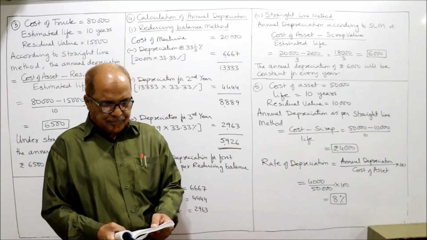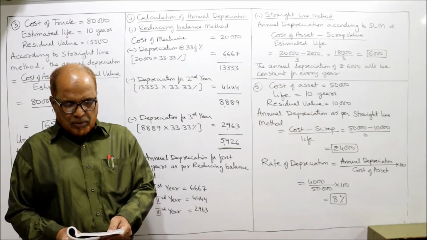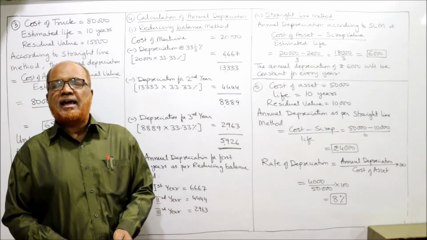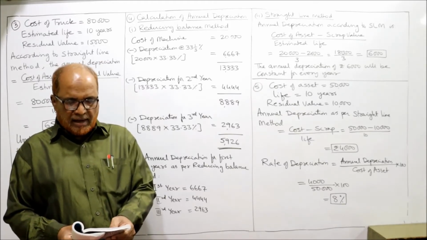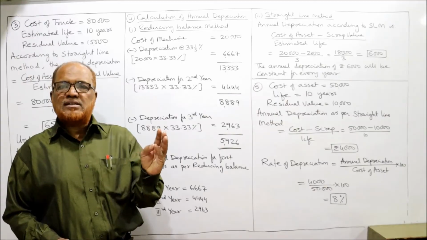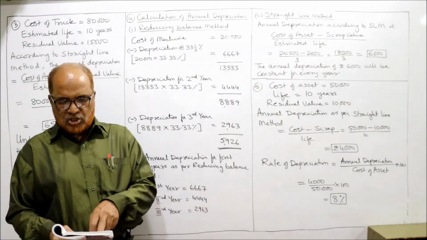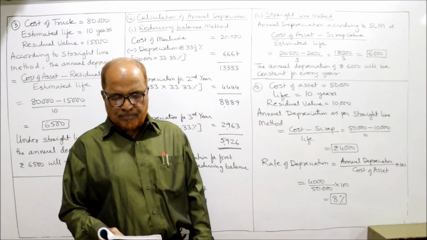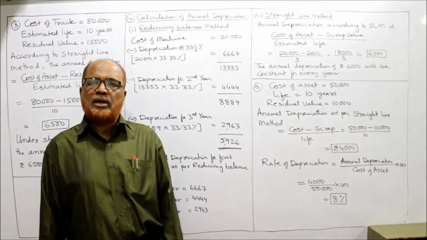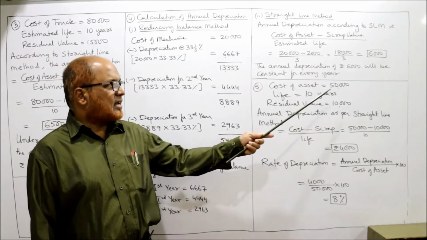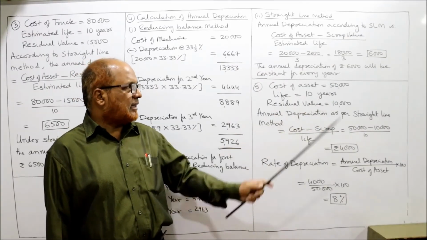Now see the fifth problem. An asset is purchased for 50,000. Depreciation is to be provided annually according to straight line method. The life of the asset is 10 years and the residual value is 10,000. So we are given the cost of the asset, estimated life and residual value. You are required to find out the annual depreciation and the rate of depreciation. So we have to find out the annual depreciation and rate of depreciation according to straight line method. So cost of the asset 50,000, life of the asset is 10 years and residual value 10,000.